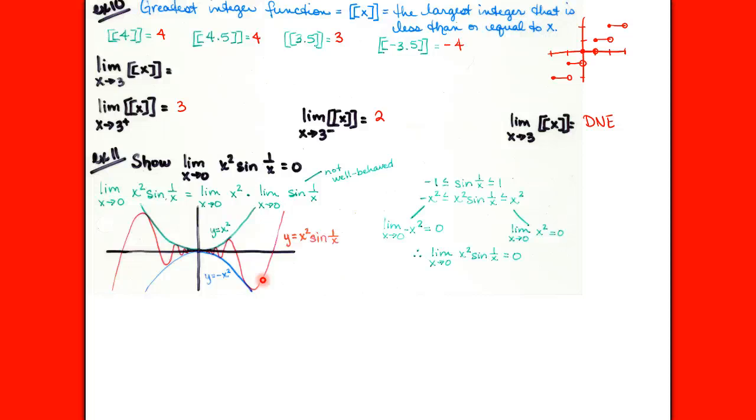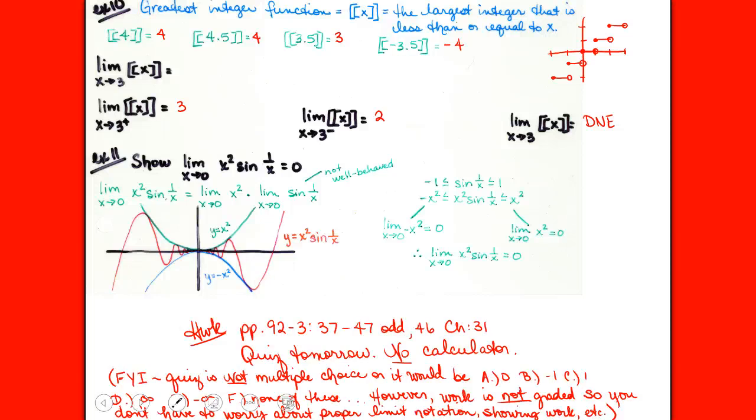All right, so here is our homework for tonight on pages 92 and 93. We're doing 37 through 47 odd, 46, challenge 31.